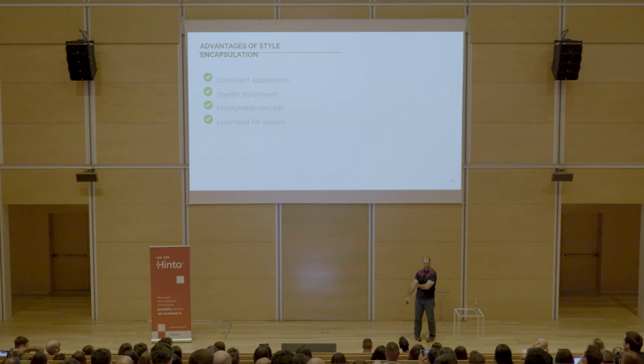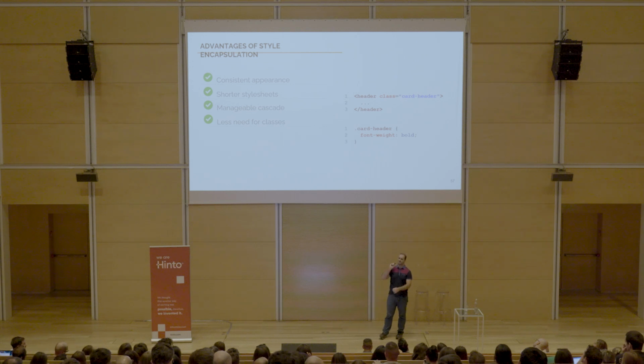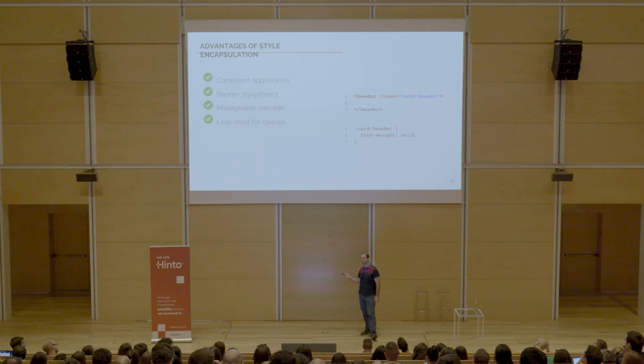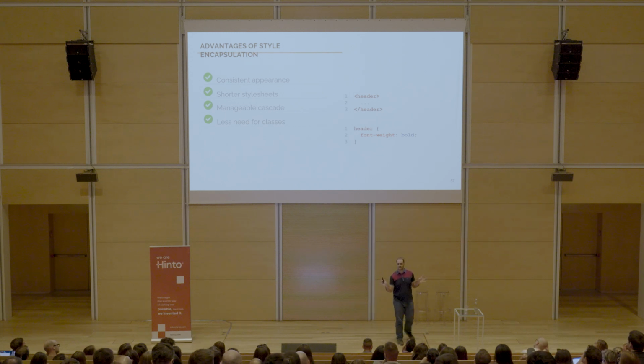clutter. What does that mean? If we are used to do this, we don't need to do this anymore, because since there is only one header element inside the shadow tree, we can just reduce the selector to just header, the name of the element. We are done with that.